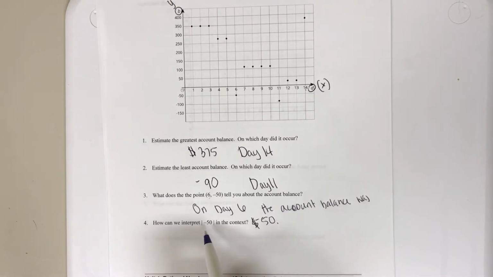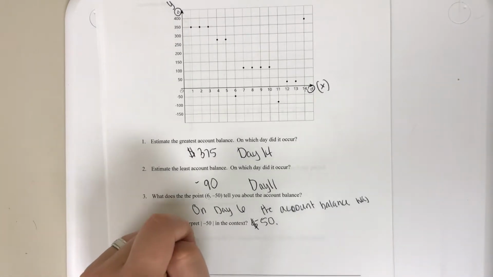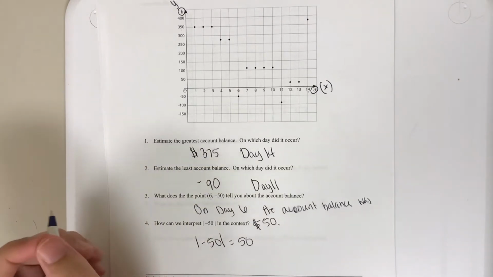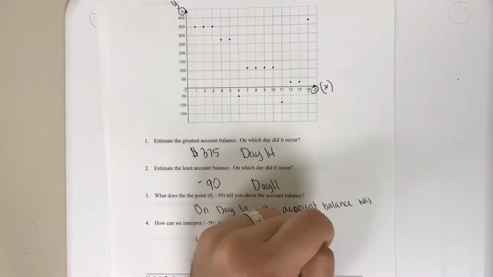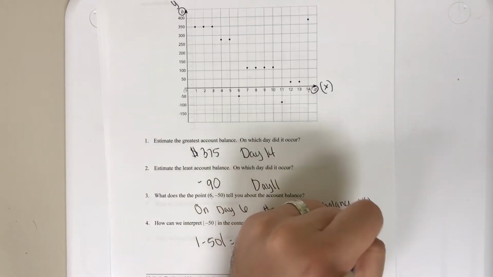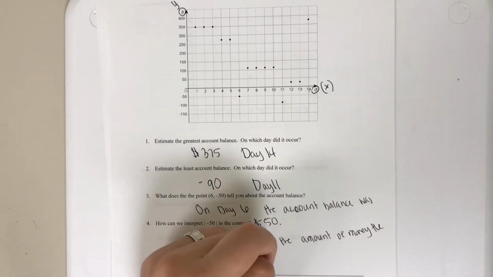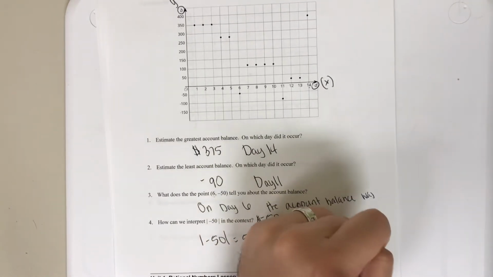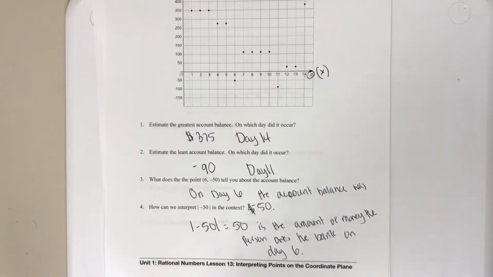And then how can we interpret the absolute value of negative 50 in the context of this problem? So remember that the absolute value of negative 50 equals 50, and that means that $50 is the amount of money the person owes the bank on day 6. Right? So that's what that context means. Remember that this means absolute value. It's not going to go away.